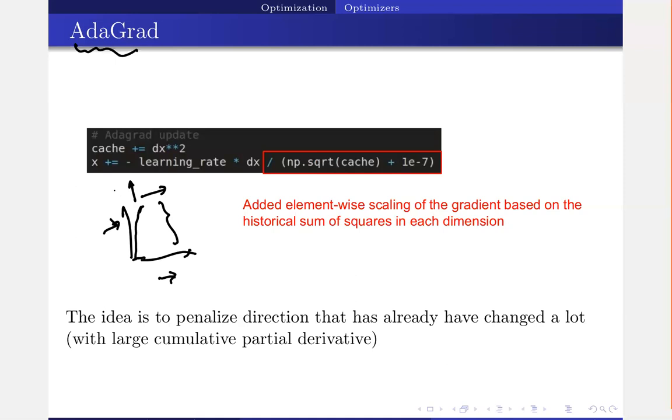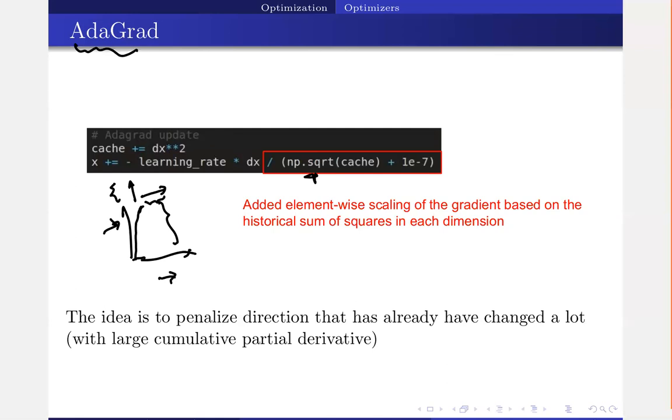Maybe I want to scale down a bit more the direction that I already explored a lot, and allow the other one to scale up a little bit. So in that sense, I can scale down the direction by the accumulated derivative in that direction. I shouldn't say gradient, because gradient is a vector of derivatives. In practice, I will take the accumulated squared derivative.